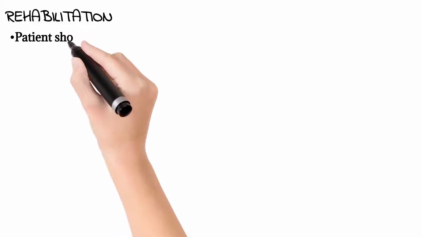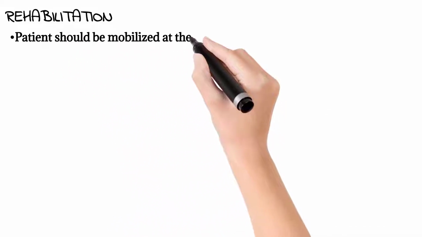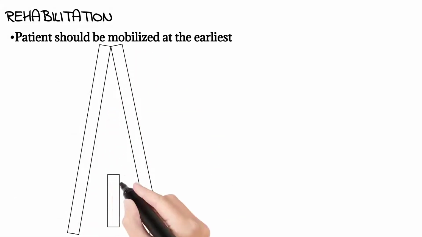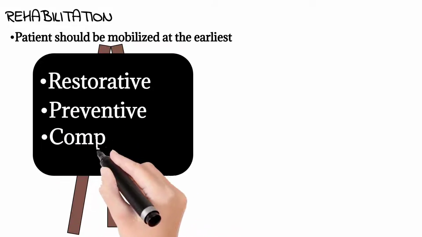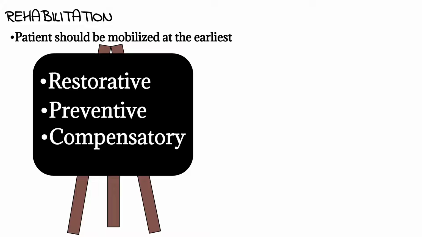Then next is rehabilitation. Here I can say the main focus should be on earliest mobilization of the patient. Rehabilitation is of three types: restorative, preventive, and compensatory. Restorative is aimed at improving impairments, activity limitations, and participation restrictions. Preventive is aimed at minimizing potential complications and indirect impairments, whereas compensatory is aimed at modifying the task, activity, or environment to improve the patient's function.